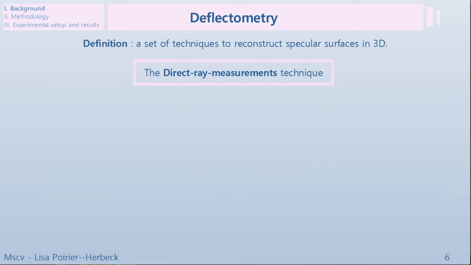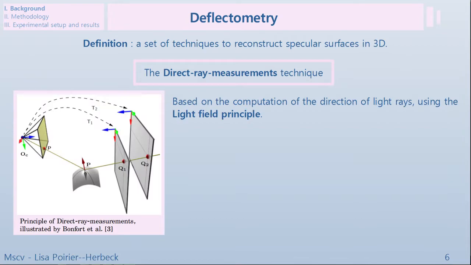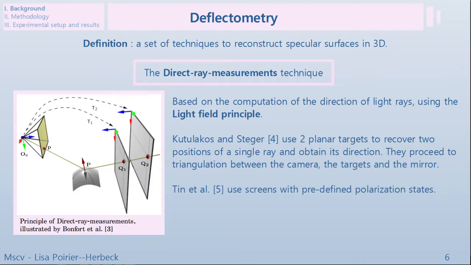Now let's talk about the direct ray measurements, which is another deflectometry technique. It is based on the computation of the direction of light rays using the light field principle. For example, Koutolakos and Steger used 2 planar targets to recover 2 positions of a single ray and then obtain its direction. They proceeded to triangulation between the camera, the targets, and the mirror.